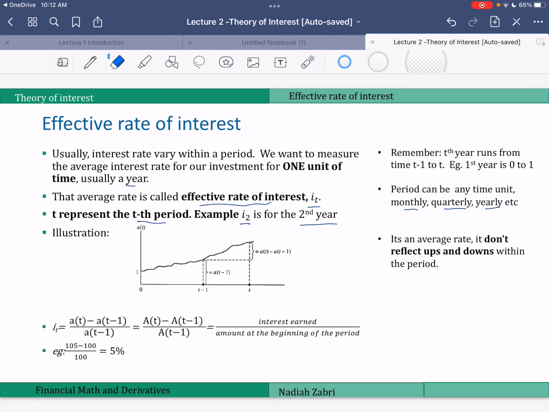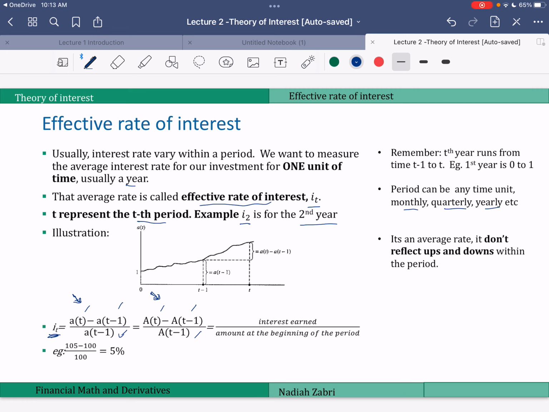So, how do we calculate this effective rate of interest, IT? We can use accumulation function or amount function. So if we use the accumulation function, it will be the accumulation factor at the end of the period minus the accumulation factor at the beginning of the period divided by the accumulation factor for the beginning of the period. Also, it can be the amount at the ending of the period minus the amount at the beginning of the period over the amount at the beginning.